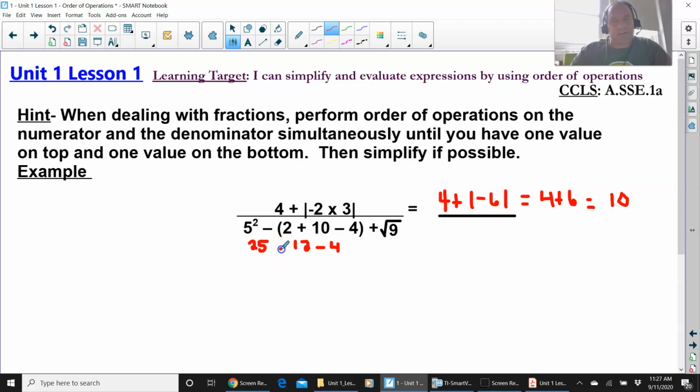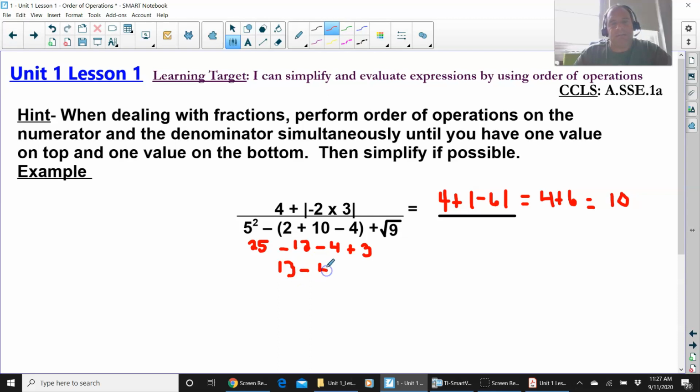I'm going to bring down that subtraction sign, and I'm going to just take the square root of 9. What times what equals 9? It's 3. I'm going to bring down that plus sign, and I'm going to put 3. So now, since you have subtraction and addition in that same problem and no other operation, you go from left to right. So we're going to start here, and we're going to go 25 minus 12. 25 minus 12 is 13.